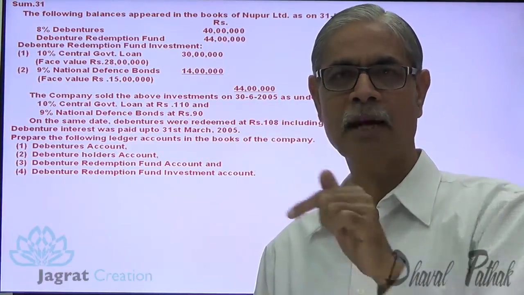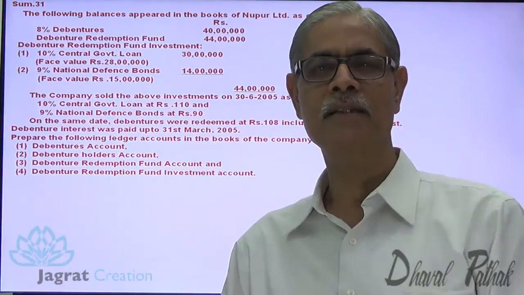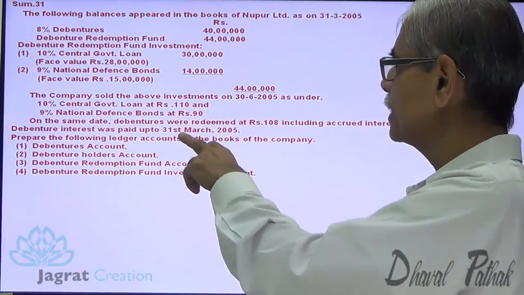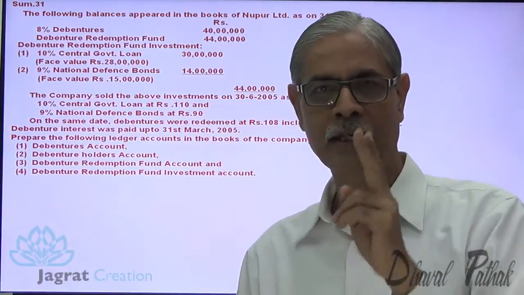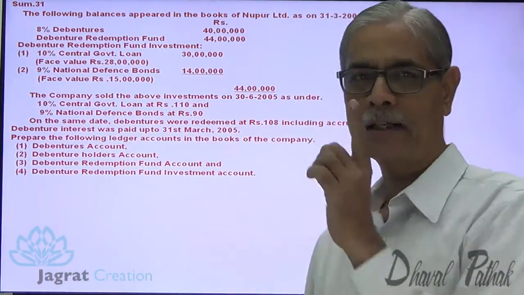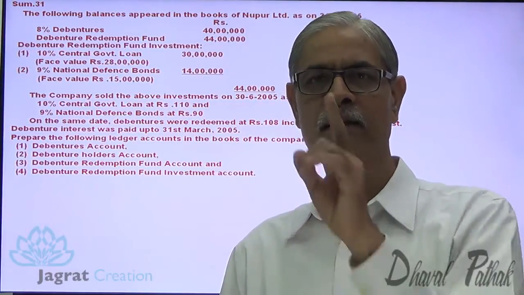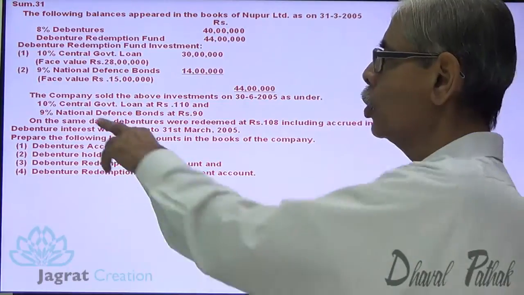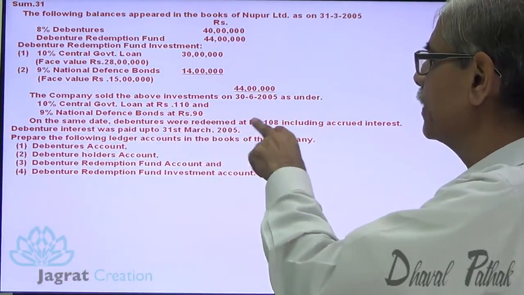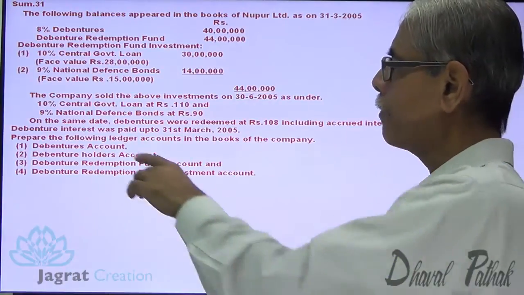8 rupees into 3 by 12. 8 3s are 24 divided by 12. So 2 rupees is the interest element. So when these 108 rupees are paid, in that 2 rupees is the interest element. So 108 minus 2 is the interest element. So remaining 6 rupees is known as redemption premium. So on the same day, debentures were redeemed at 108 including accrued interest.